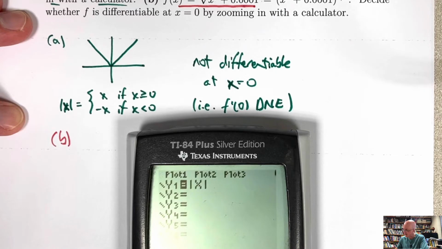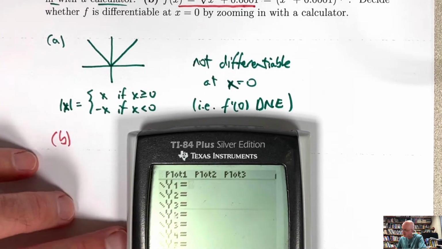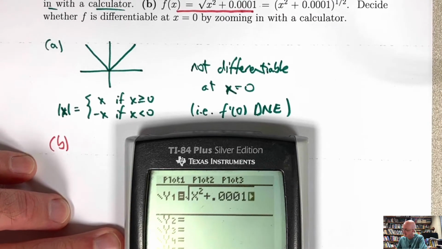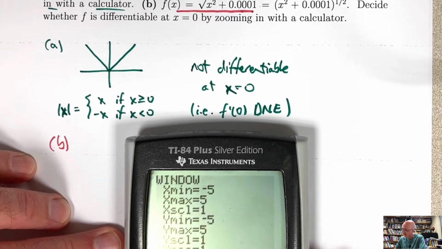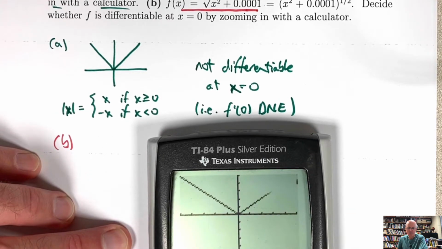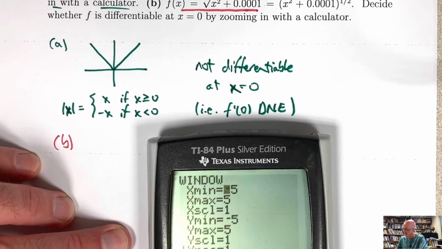Now let's go back to the y equals and type this function in. The square root of x squared plus 0.0001 in the window negative 5 to 5. Here we go. Here's the graph. Hey, that looks like the absolute value function. Is it the same as the absolute value function? Let's try zooming in. Let's zoom in fairly close right away.